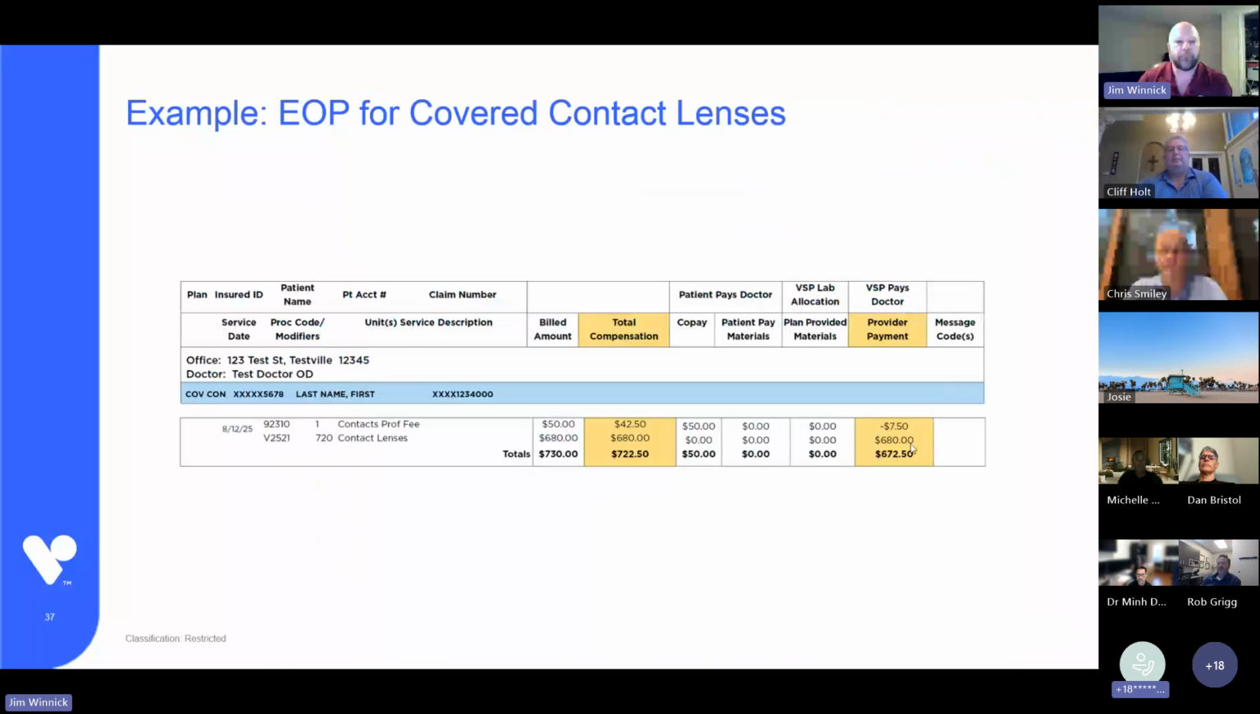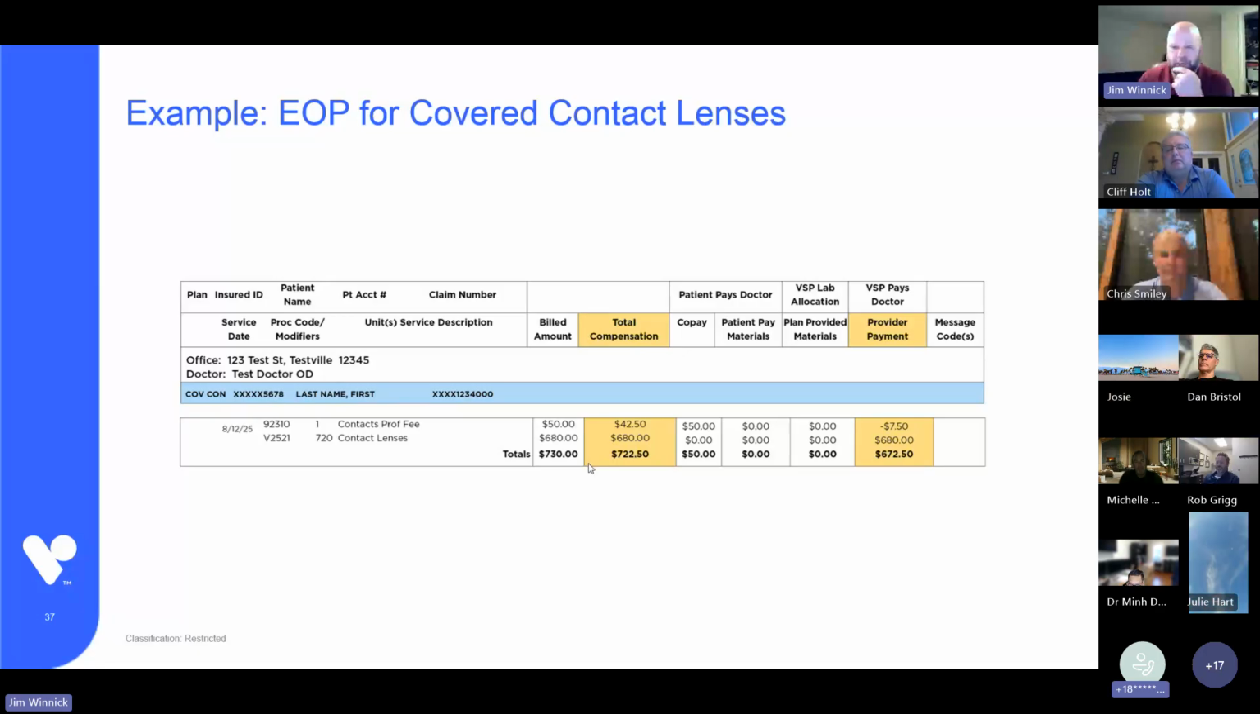Here's an example of an EOP for one of these claims. This was just a reevaluation of an existing patient. They had a $50 professional fee, which after your discount went down to $42.50. So you see there's actually a chargeback there because it's less than the $50. An annual supply of spherical lenses was $680, paid in full by VSP. This particular lens fell under the caps for the plan, so we were paid the maximum amount that we asked for, which was $722.50.